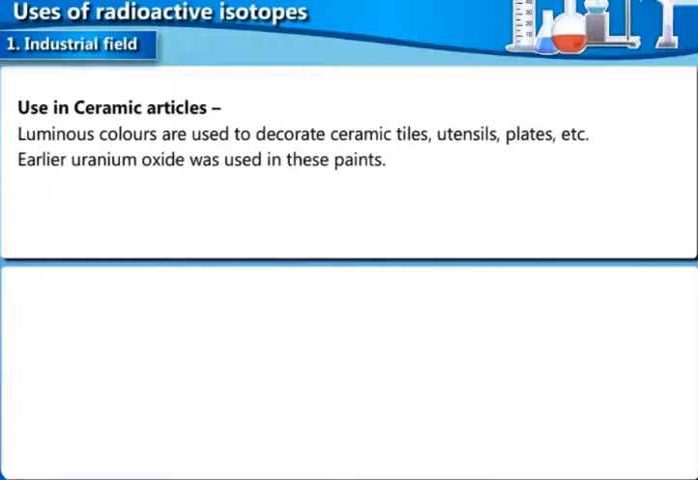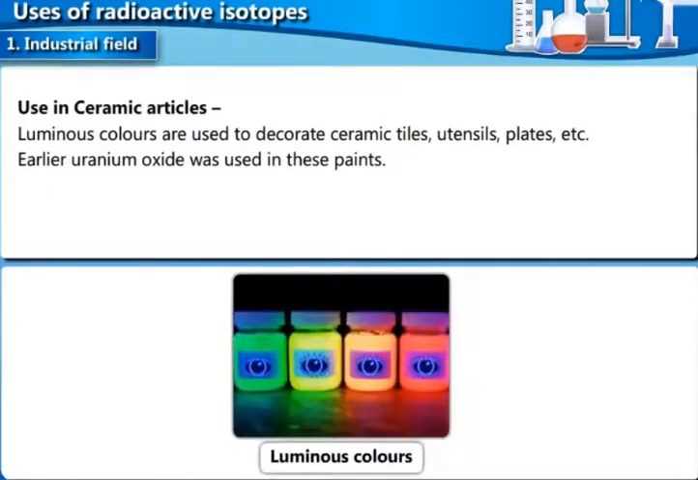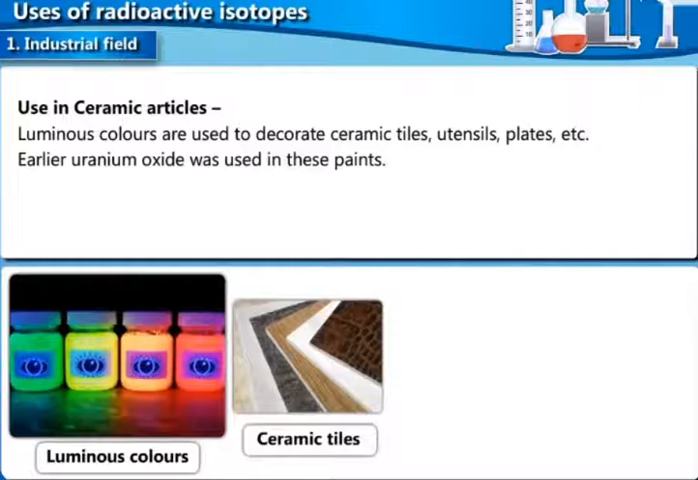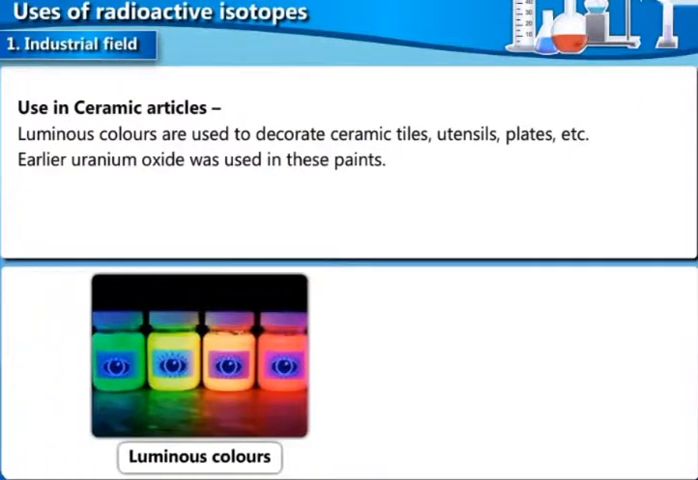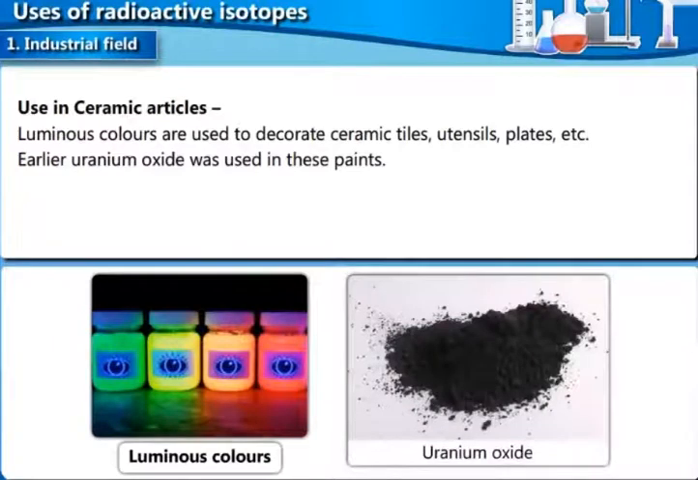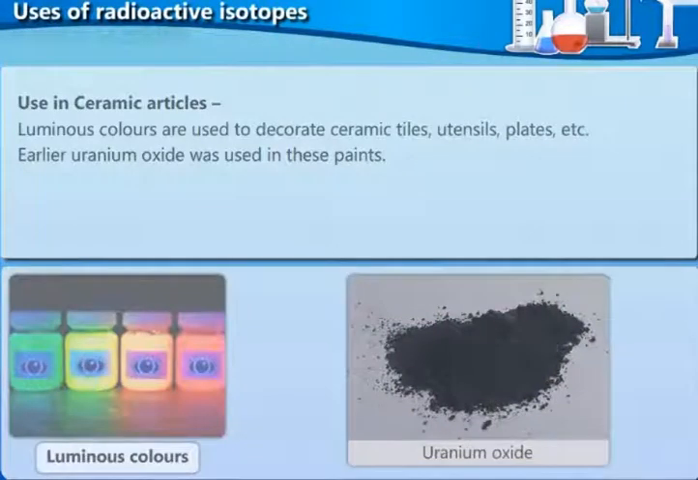Use in ceramic articles. Luminous colors are used to decorate ceramic tiles, utensils, plates, etc. Earlier, uranium oxide was used in these paints. But this uranium oxide gives out radiations, and that's why they stopped the use of uranium oxide for making these luminous or shining colors.